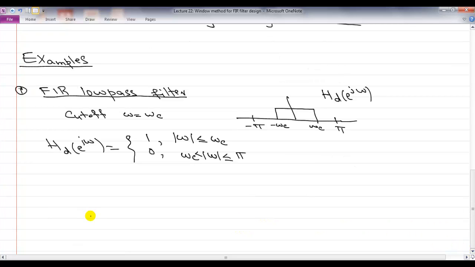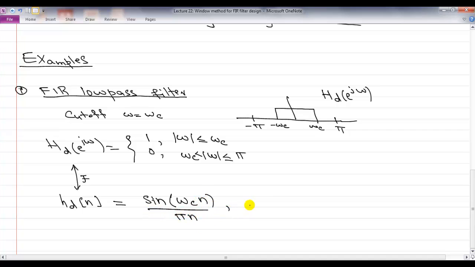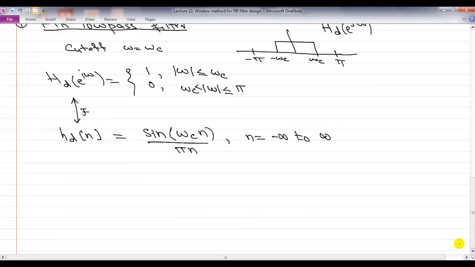Okay. So that's the first step that you need for designing a filter. You first get your desired frequency response. Now, based upon that, you take the inverse Fourier transform to get the impulse response. Now, we have seen that many times. By now, you should be an expert in writing down the impulse response of a low pass filter. That is sine of omega c n over pi n, and n goes from minus infinity to infinity. So this is, as we know, an impulse response with infinite duration. And now the goal is we want to limit it to a finite duration.